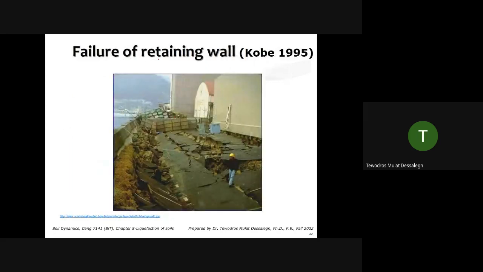Failure of retaining wall, Kobe 1995. This is a retaining wall with a slope, but the soil underneath is liquefied. So the entire thing is just messed up.